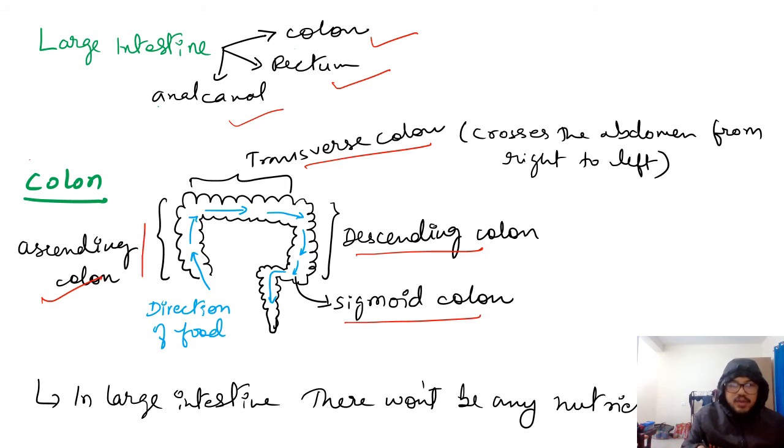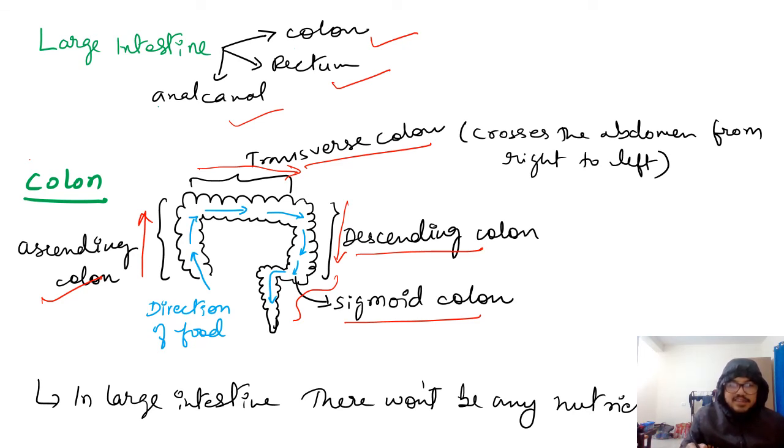Ascending colon means it is going up, so it is known as the ascending colon. Transverse means it is going in a straight line, that's why it is the transverse colon. Descending means it is coming down, that's why it is descending. And sigmoid means it is S-shaped, that's why it is known as the sigmoid colon. So these are the four segments of the colon.